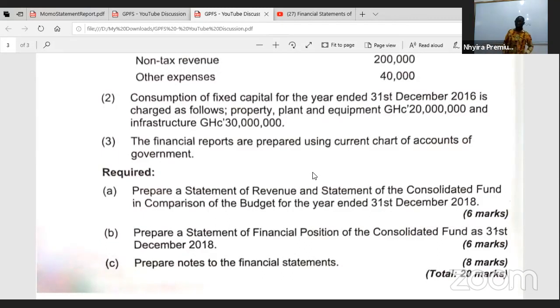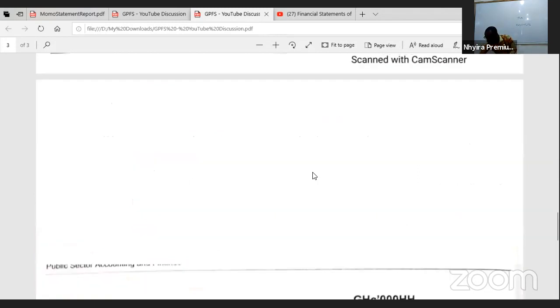The notes to the financial statement is where we're going to be looking at the various workings we did, as well as the accounting policies that we are going to be looking at in the workings in here. So that is our requirement. So let's go above at the beginning of the question and let's see what we have there.